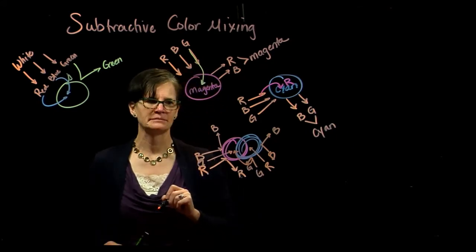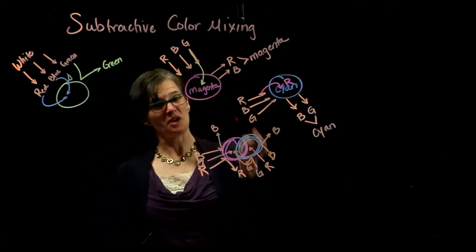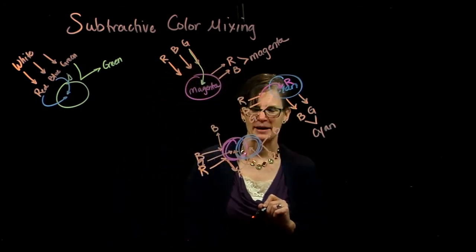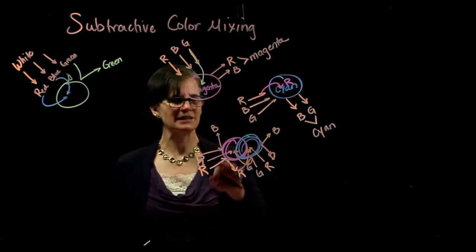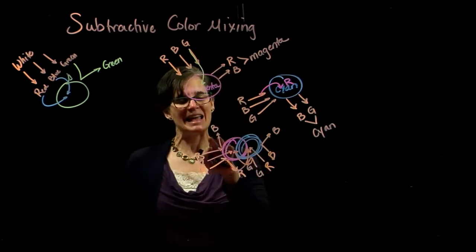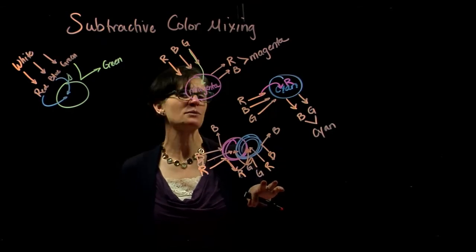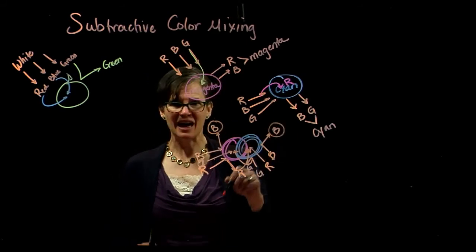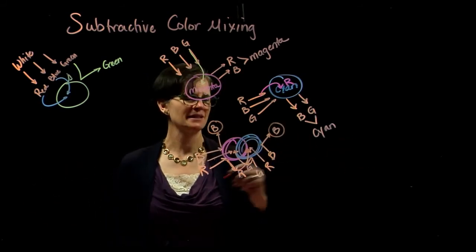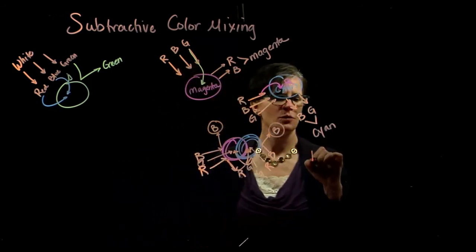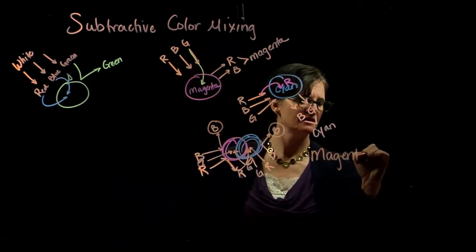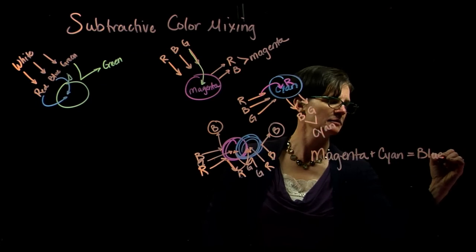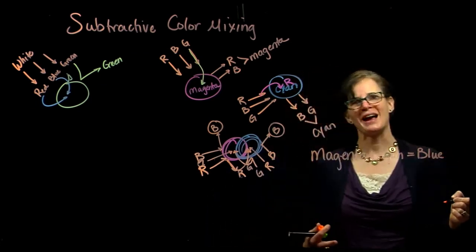it eats it up. And that red light that bounced off the magenta is so close to the cyan that the cyan eats it up. So the red that was reflected from the magenta is eaten by the cyan. The green that was reflected from the cyan is eaten by the magenta. And the only thing that's left to bounce off, to reflect, is blue. And so when I mix magenta plus cyan, I get blue.